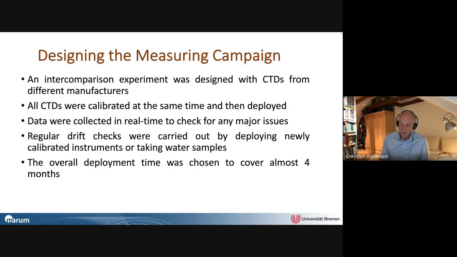So we get a good chunk of data, and we actually covered different seasons. So in summer, it's a coastal station that we're using. We have a lot of fluctuation in the signal, and in fall, it's calming down. So we have much more stable conditions.